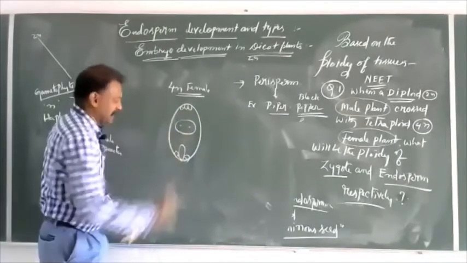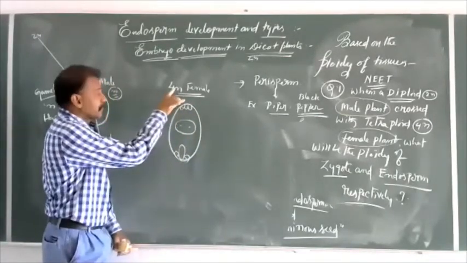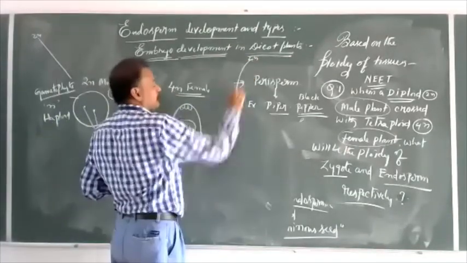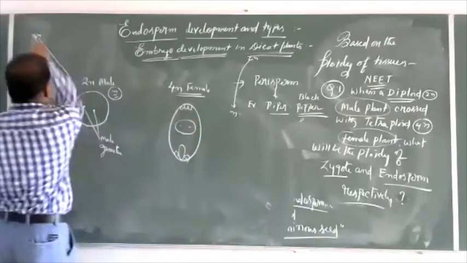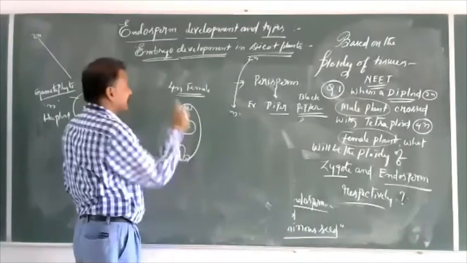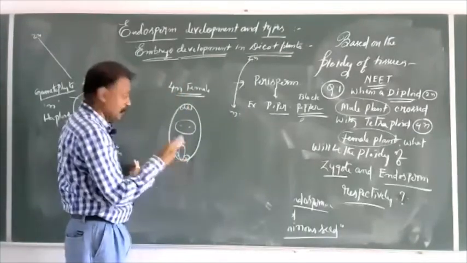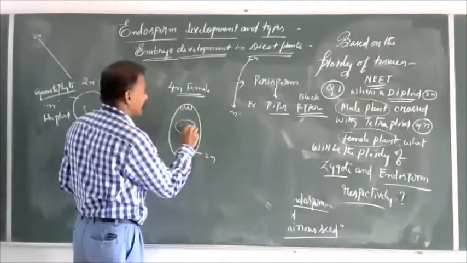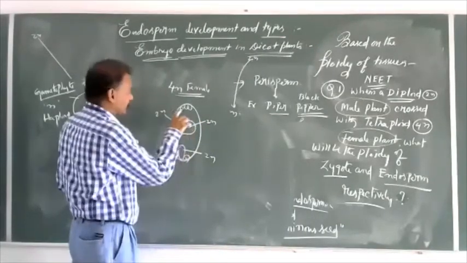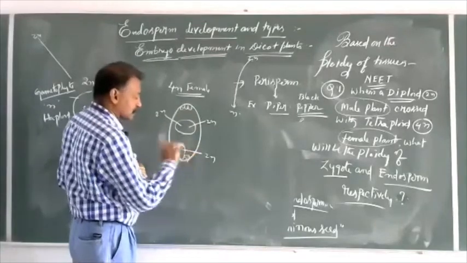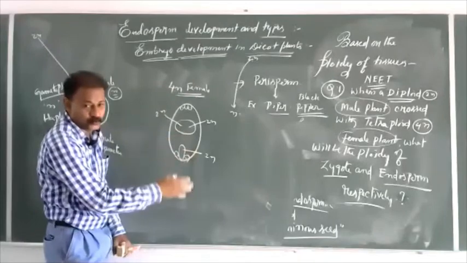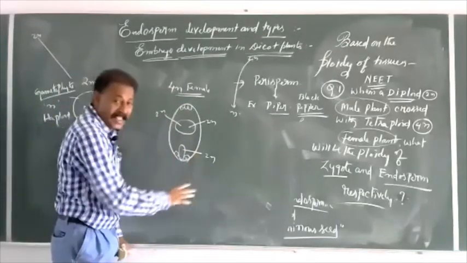So each and every one is half. What is half in 4n? 2n. What is half in 2n? 2n becomes n. Here normal 2n becomes n, all are having haploid. But here, 4n half is equal to 2n. 2n plus 2n is 4n. So in tetraploid, half means 2n. That is called half.